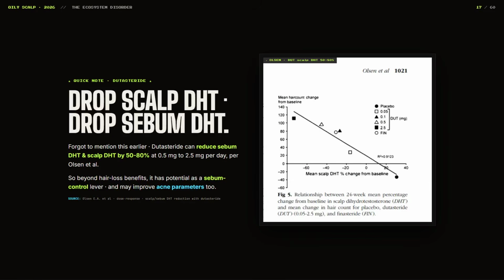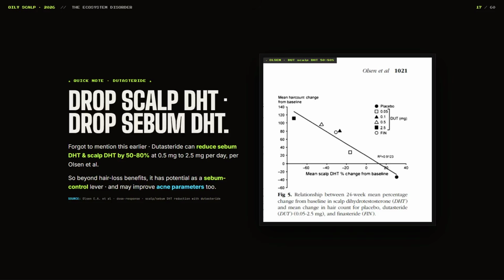By the way, I forgot to note that Dutasteride can reduce sebum DHT and scalp DHT by between 50 to 80% between 0.5 milligram up to 2.5 milligram, according to Olsen et al.'s study on this particular drug.